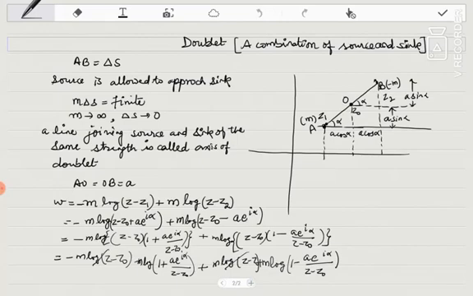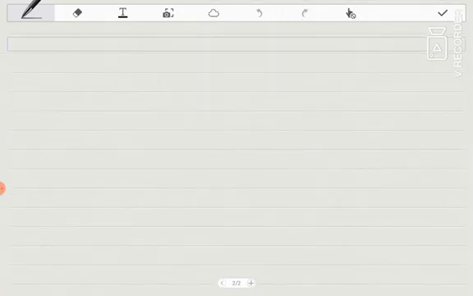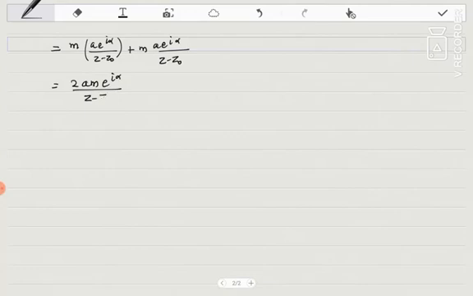After expanding, we will have M A e raised to the power I alpha upon Z minus Z0 plus M A e raised to the power I alpha upon Z minus Z0. You can confirm that when you open the expansion of the log, only this much will remain with you, and this is equal to twice A M e raised to the power I alpha upon Z minus Z0. Here this twice A M is written as mu, and this is called the strength of the doublet.